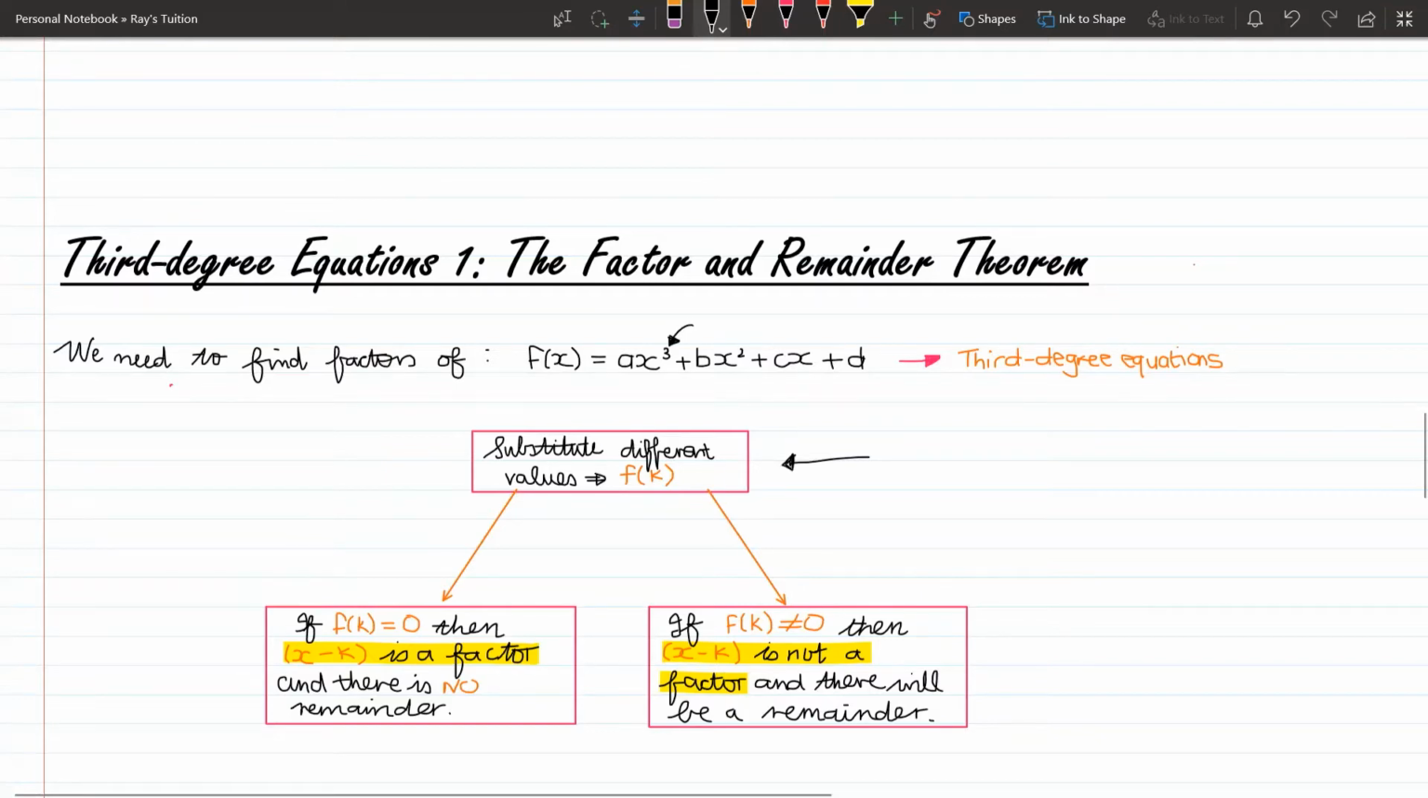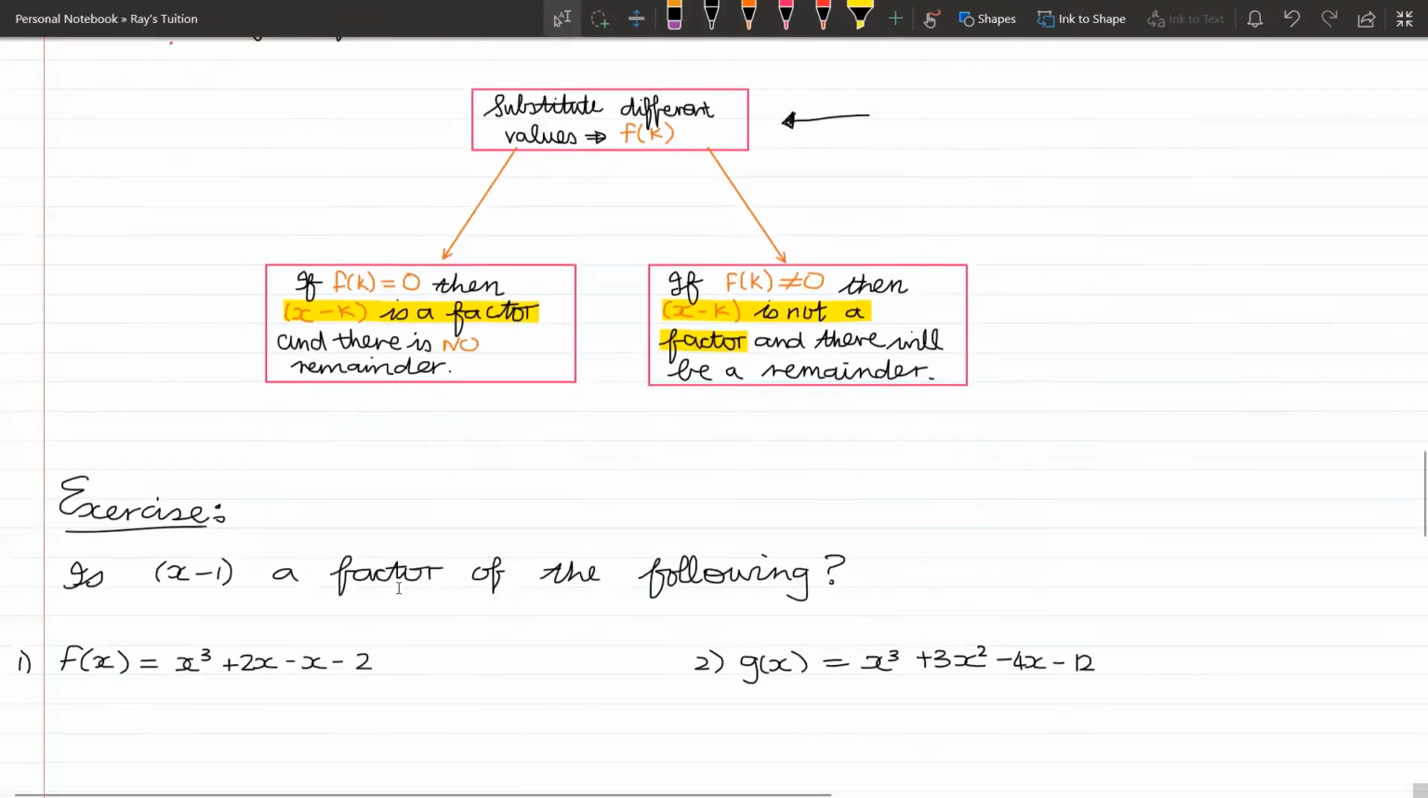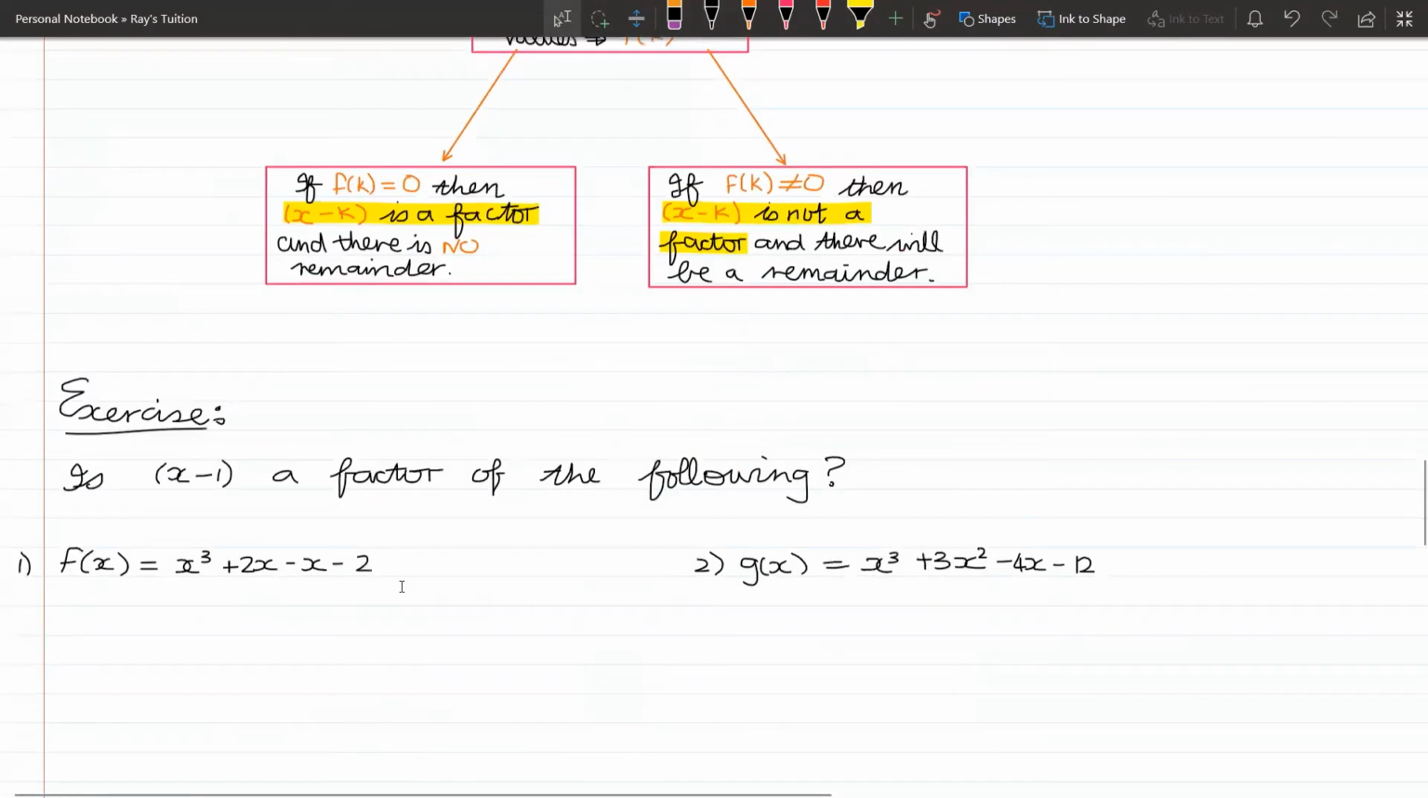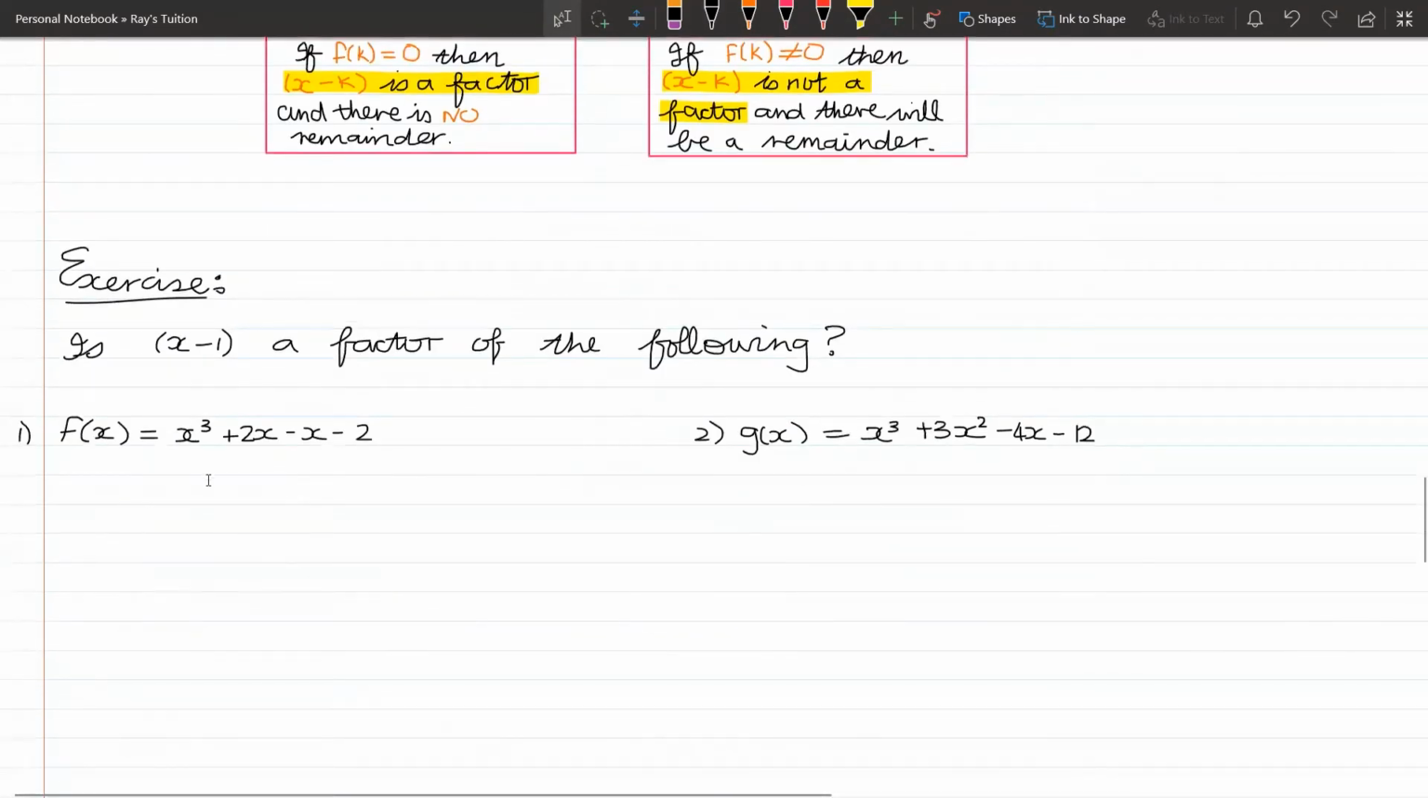So let us have a look at an example of using this method. The question is: is x minus 1 a factor of the following? For us to find out if x minus 1 is a factor, we're going to have to calculate f of k, and in this case it's f of 1. So we want to know what is f of 1. Please note that from the factor to what we're substituting, the k value, we've changed the sign, and that's quite important.